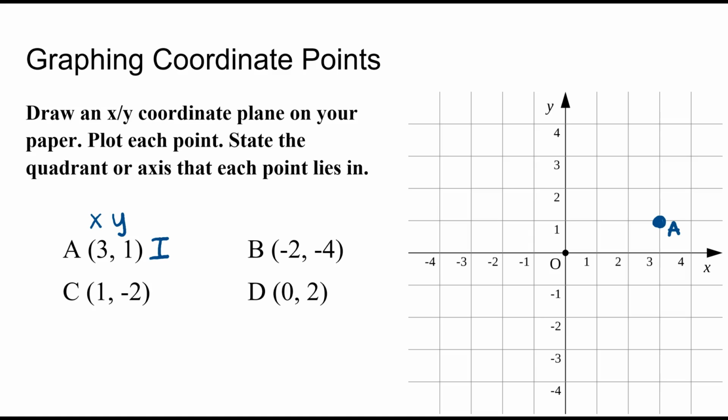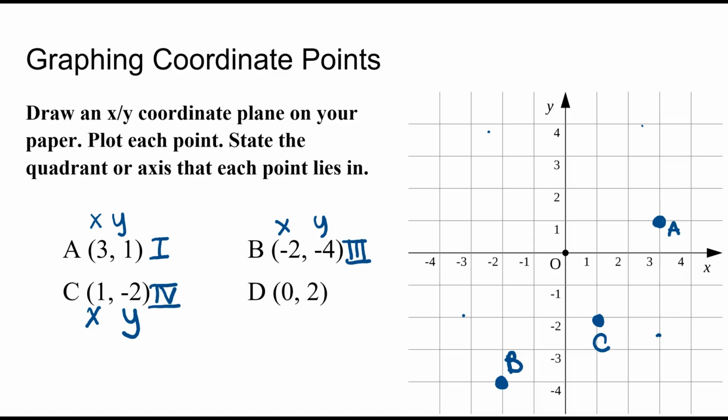Letter B says -2 for x and -4 for y. So we've got -2 and -4 for y, and that would be letter B. That's in quadrant 3. Remember, 1, 2, 3, 4. C, we've got a positive x and a negative y, so we've got a +1 and a -2. And that would be in quadrant 4.